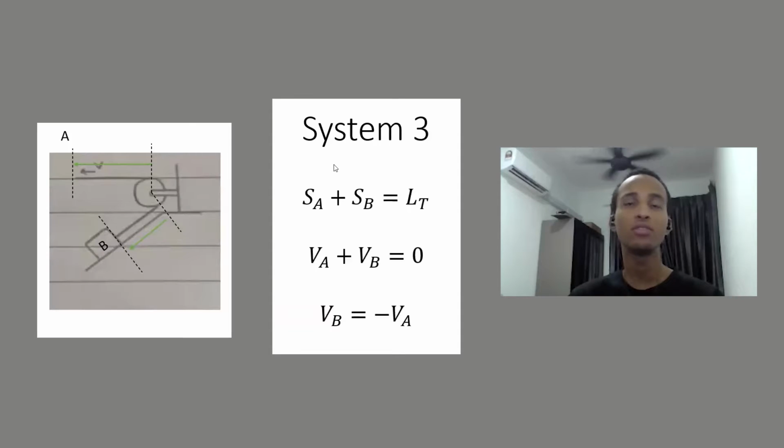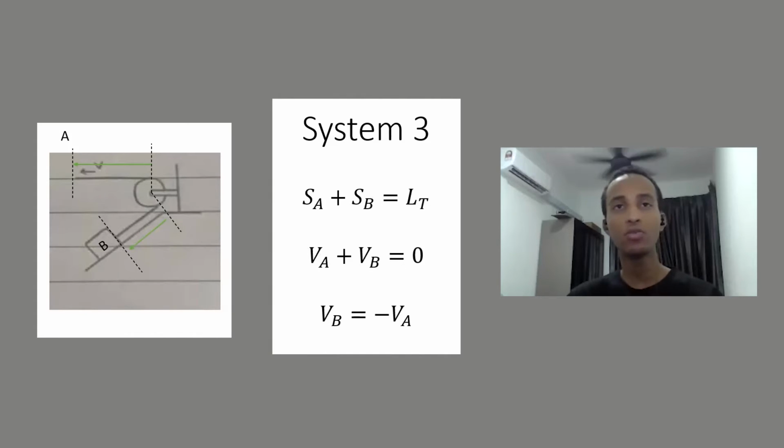And this is system 3. There's one cable and there's a single pulley. So first we draw the datum point, which is going to be here for this one, and the position coordinate of A is going to be from here to here, which is SA, plus the position coordinate of B, which is from the datum to B, which is SB, equals the total length of the cable. Then we differentiate the equation to get VA plus VB equals 0.